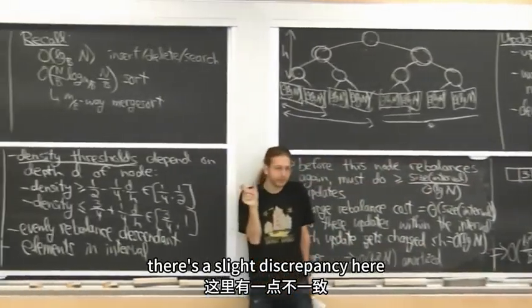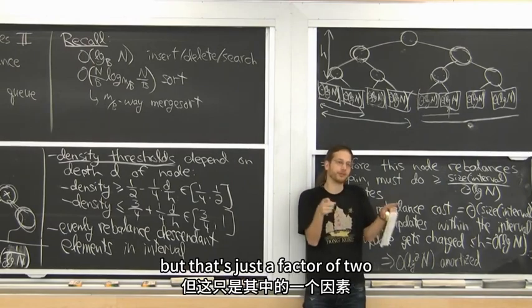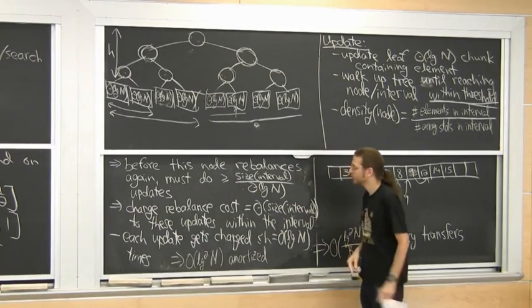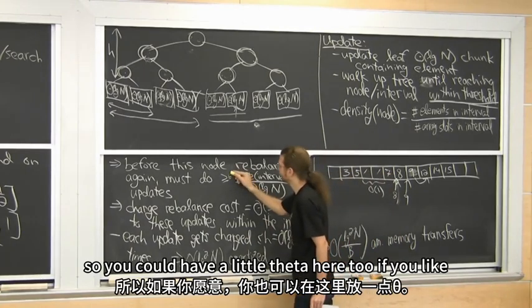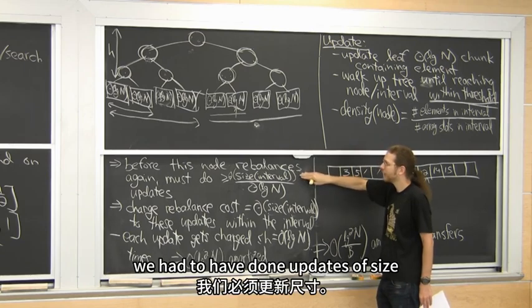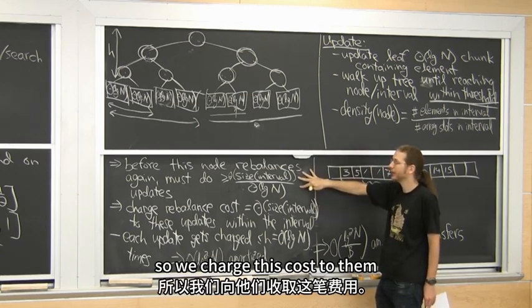There's a slight discrepancy here. We're talking about the size of the parent interval versus the size of the child interval, but that's just a factor of 2. Okay, so that's incorporated by this theta. So you could have a little theta here too, if you like. Okay, so for the child to be out of whack, we had to have done updates of size of interval divided by log n. So we charge this cost to them.